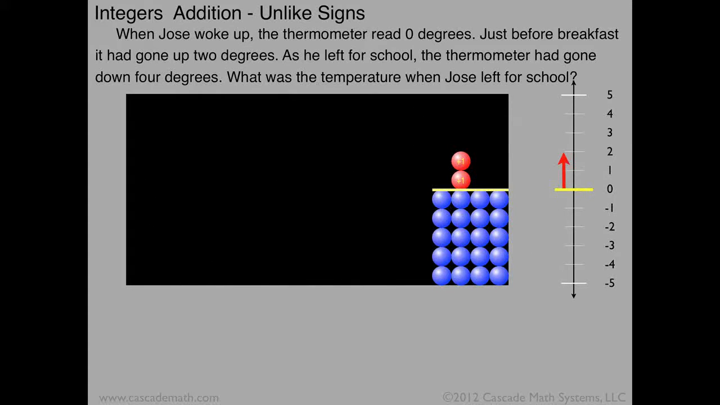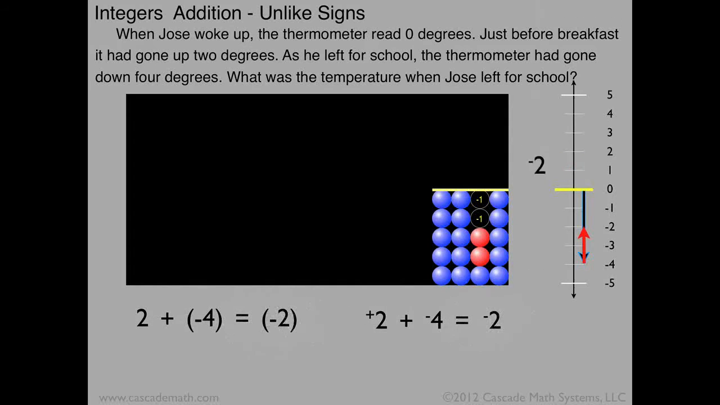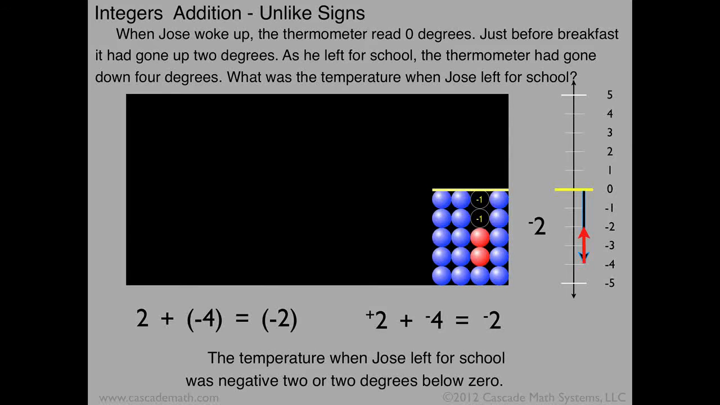Here's how I finished the problem. Since the temperature dropped 4 degrees, I represented this as a negative 4. Negative 1, negative 2, negative 3, negative 4. To find the new temperature, I add the numbers together. Positive 2 plus negative 4 equals negative 2. The temperature when Jose left for school was negative 2, or 2 degrees below 0.